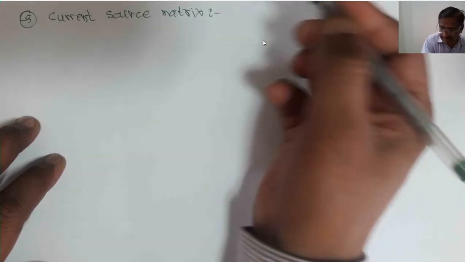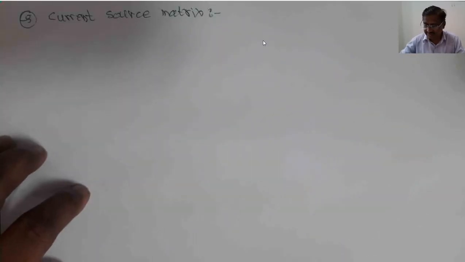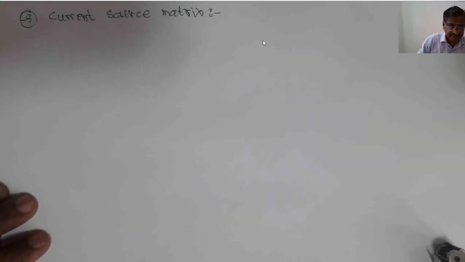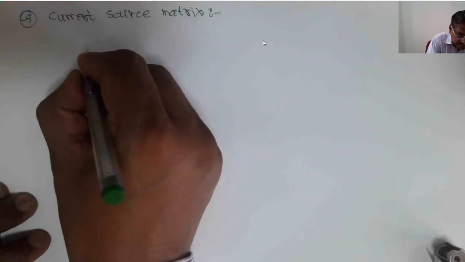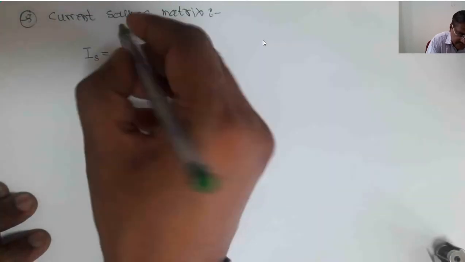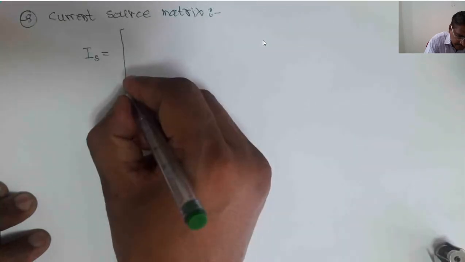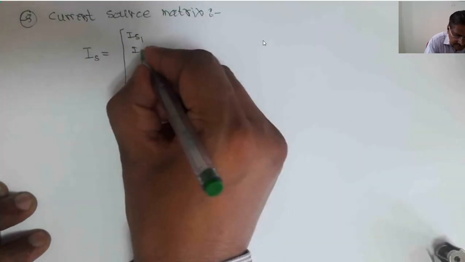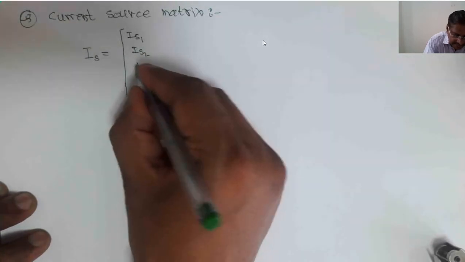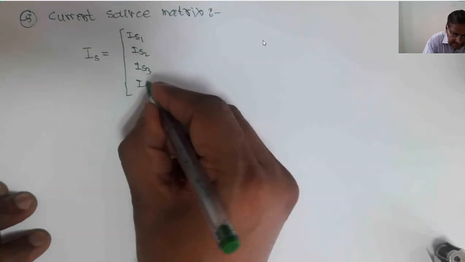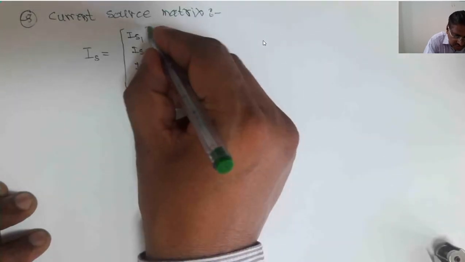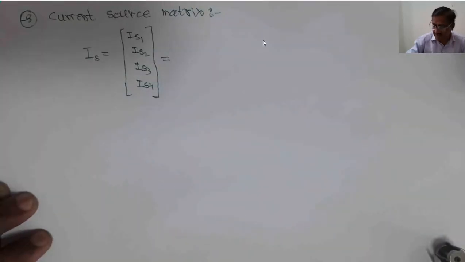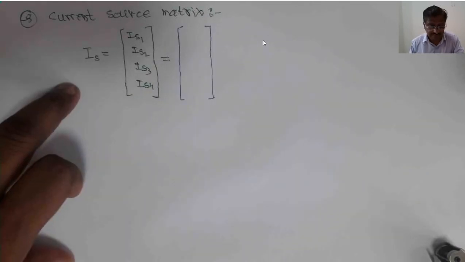How are the entries in the current source matrix? That I will discuss here. This current source matrix Is is a column matrix. Here this is Is. How are the entries? In this case, if we have 4 branches, then here it will be Is1, Is2, then Is3, and Is4. That is, the source in the first branch, the source in the second branch, the source in the third branch, and so on, which is equal to. What are the rules?